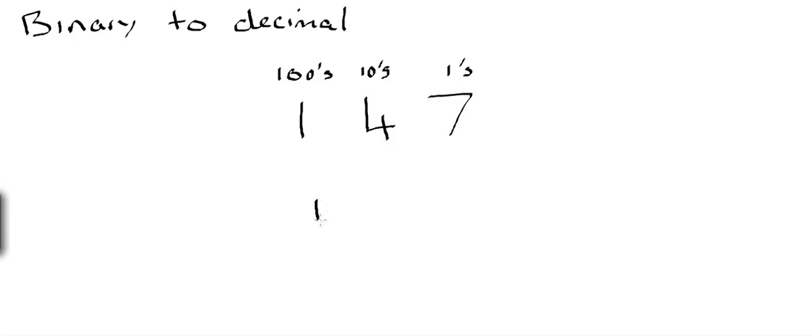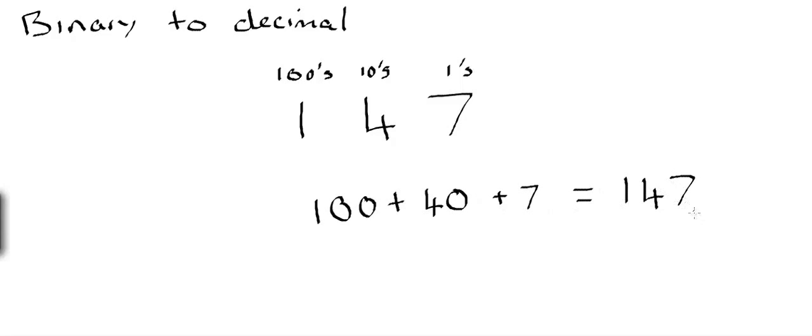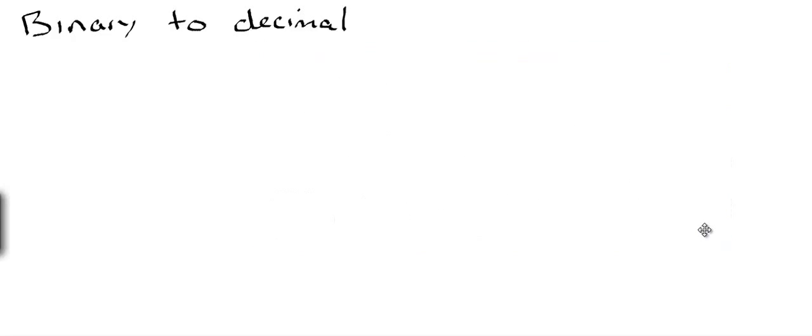So what we're actually doing there is we're saying 100 plus 40, because there's 4 tens, plus 7 ones, which of course equals 147. Now because we're dealing with a decimal number, and we won't always be, we identify that by putting a small 10 just after the number. So that's how decimal numbers work, which is important to understand how binary numbers work.